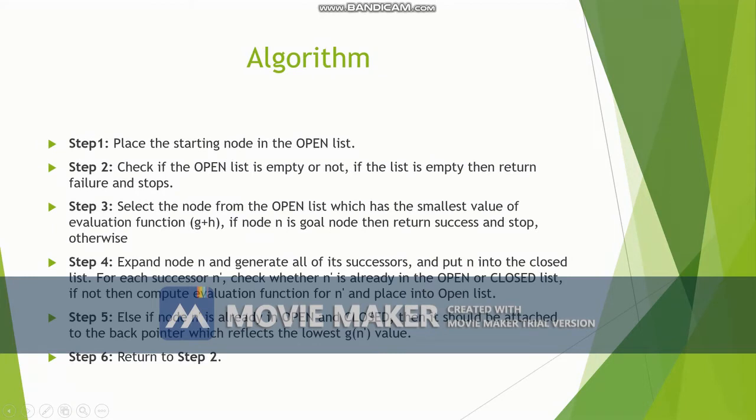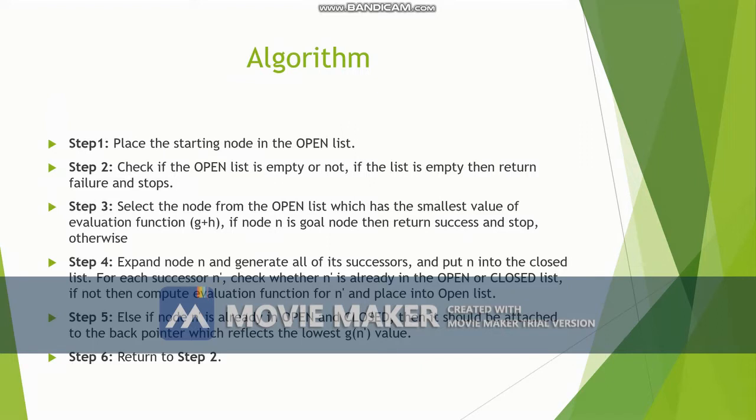This is the algorithm of A*. So here a total of 6 steps are there. You can go through all the steps one by one. I will try to explain this algorithm directly with the help of an example. The steps that we will be following in the example are exactly given here.